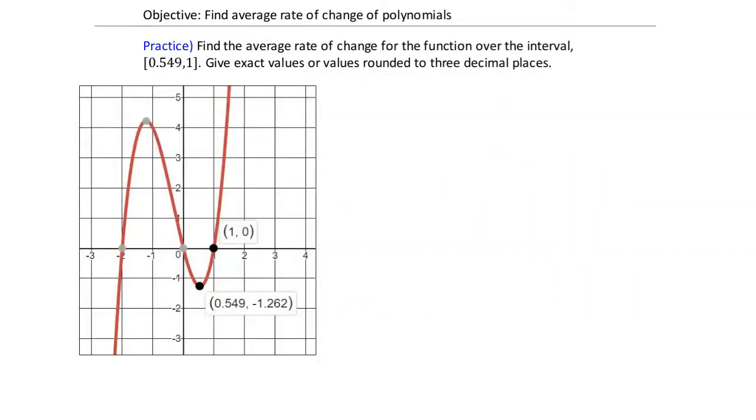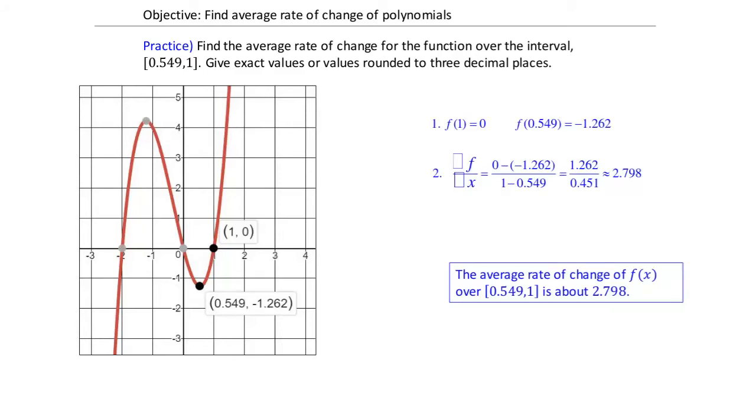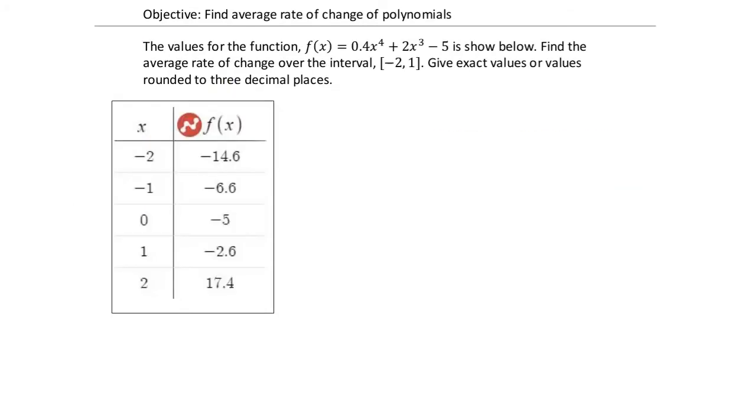So let's look now at the table examples. When we have tables, it's kind of the same thing. The values are given to you. So the directions are the same. We are going to find the average rate of change over the interval, and we had to find exact values or round it to 3 decimal places. My interval, the same one. The first is still x1. The second is still x2.